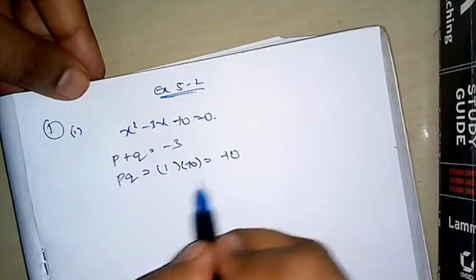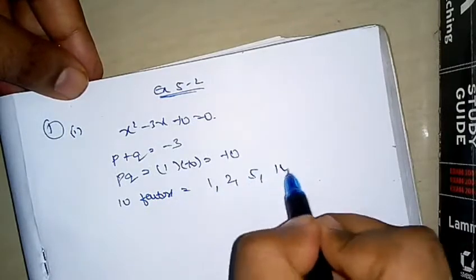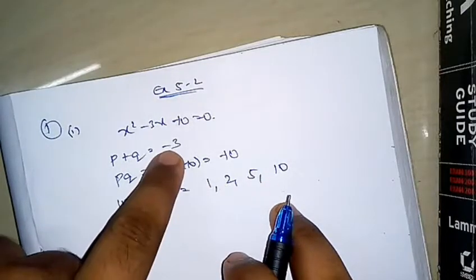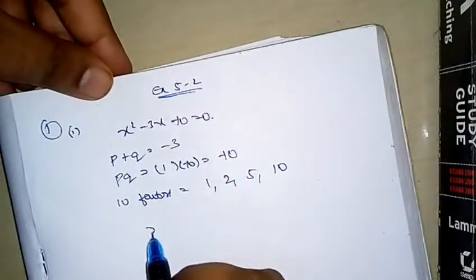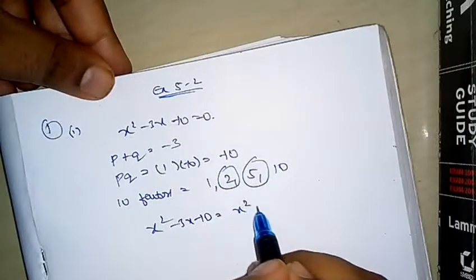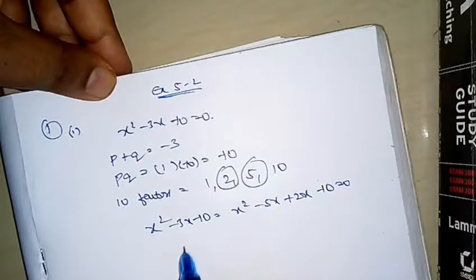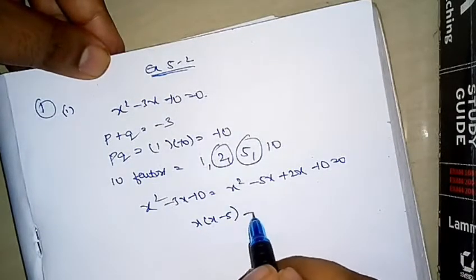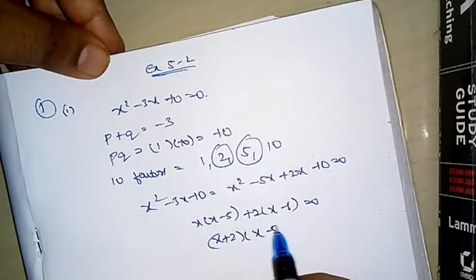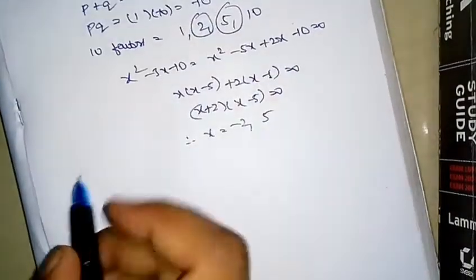Find two numbers. Let's write the factors of 10: 1, 2, 5, 10. If you observe, we can take minus 5 plus 2. So minus 5 plus 2 is minus 3, and minus 5 into 2 is minus 10. So x square minus 3x minus 10 is equal to x square minus 5x plus 2x minus 10, which is equal to 0. So x into x minus 5 plus 2 into x minus 5 is equal to 0. So x plus 2 into x minus 5 is equal to 0. Therefore x is equal to minus 2 and 5 are the roots of the equation.